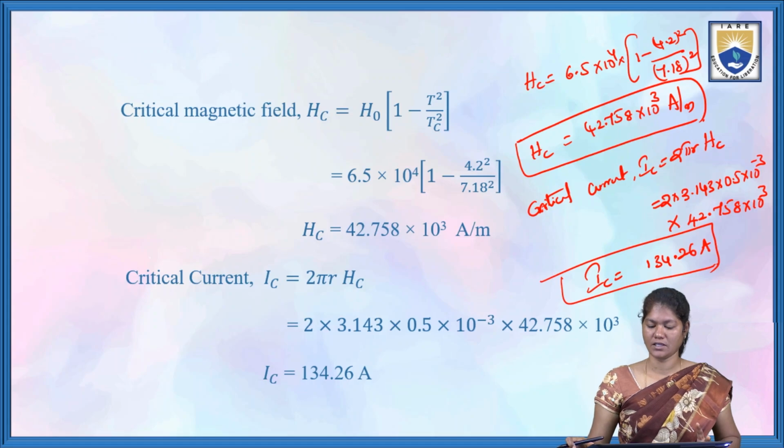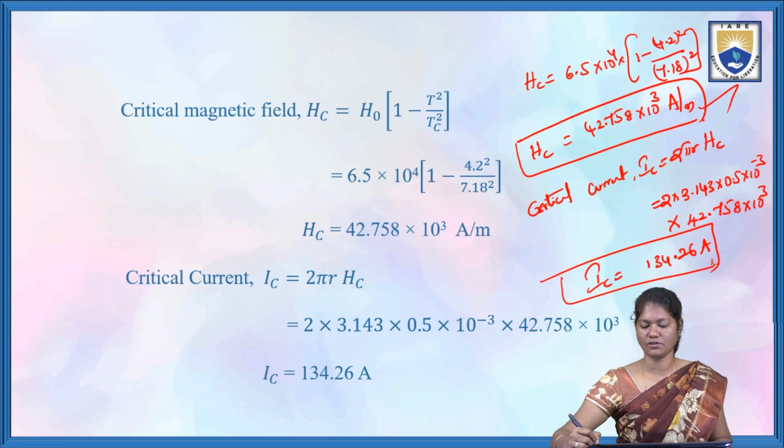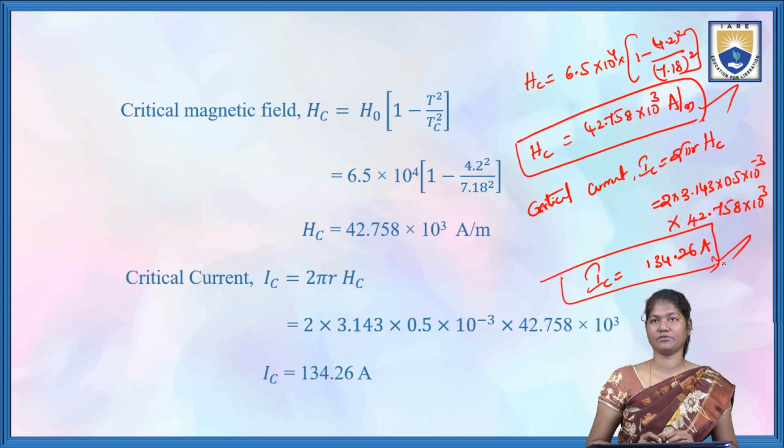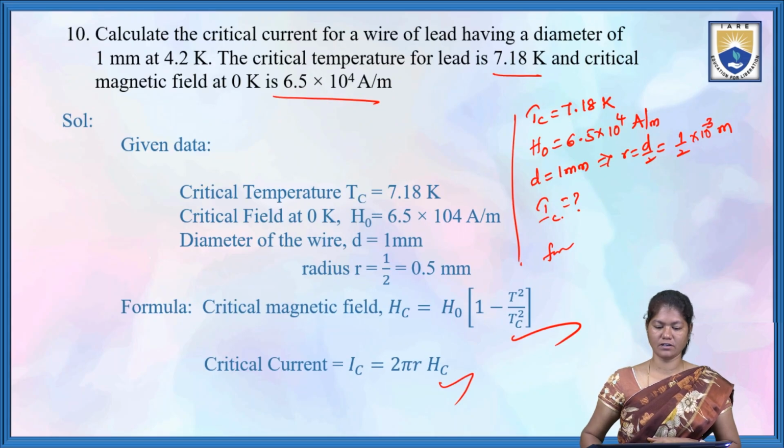So these are the values of the critical magnetic field and the critical current for the given problem.